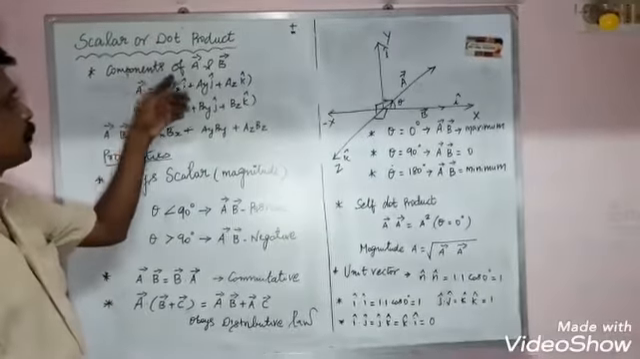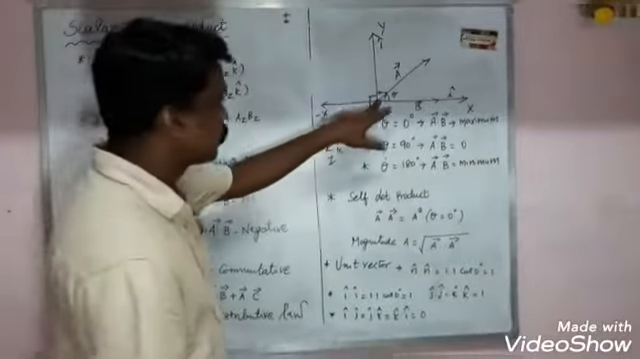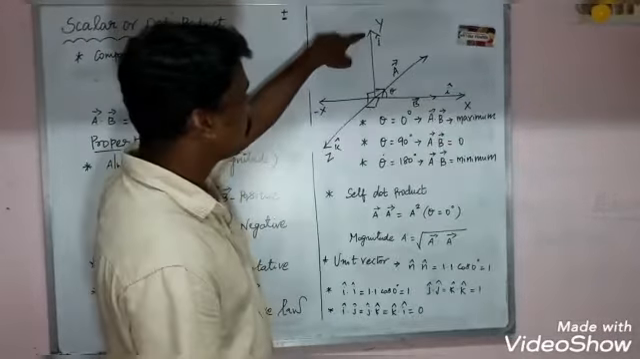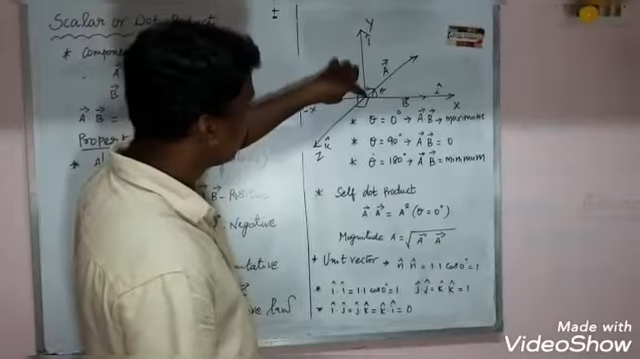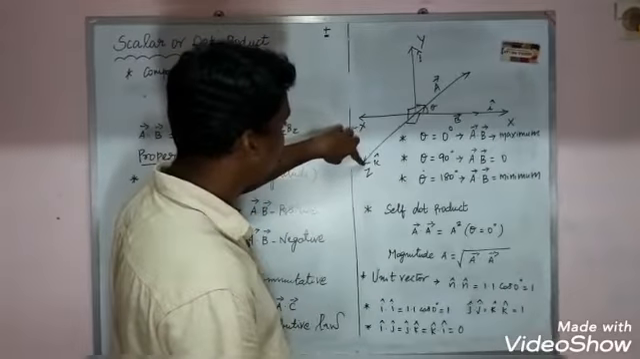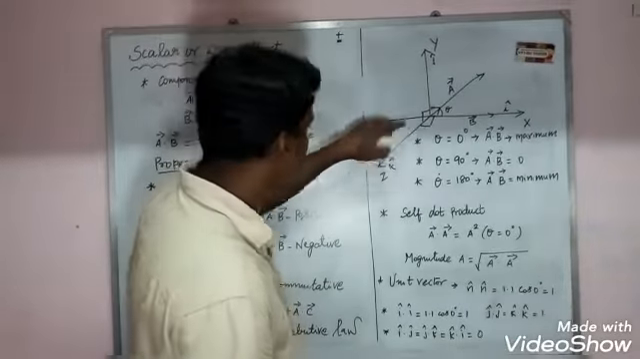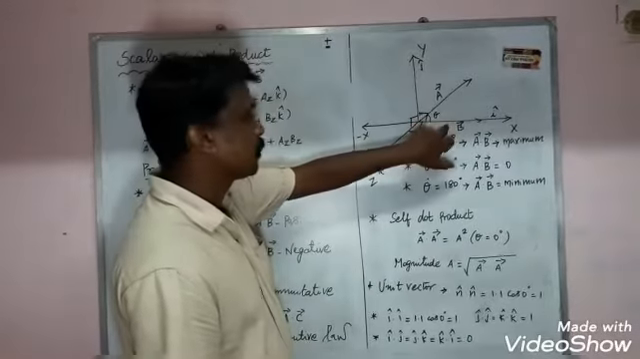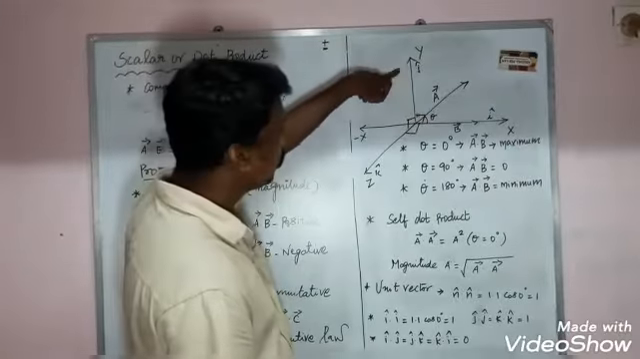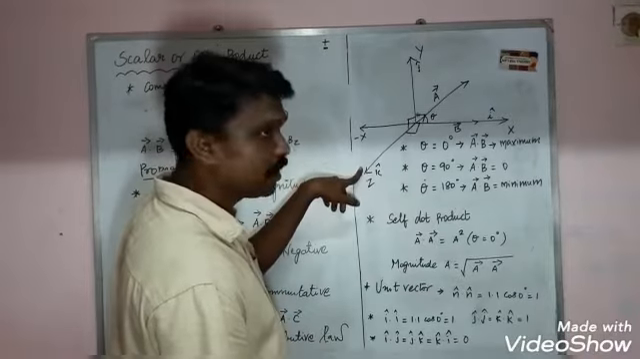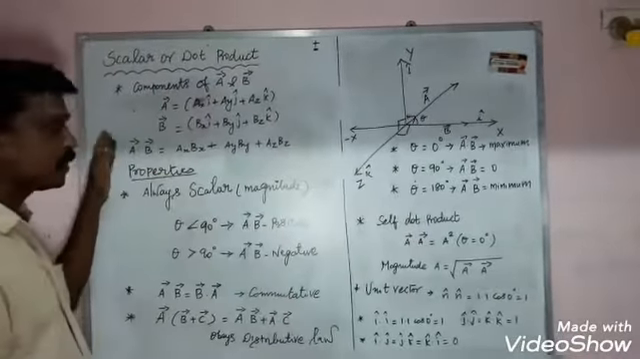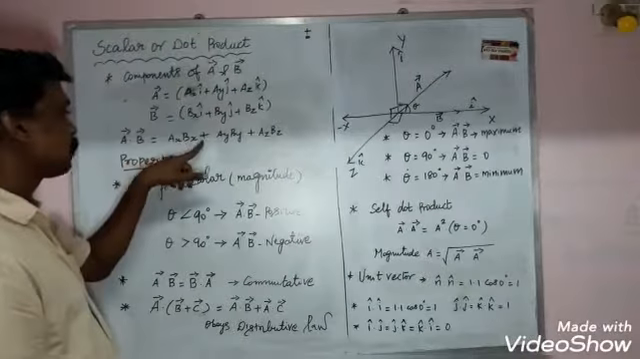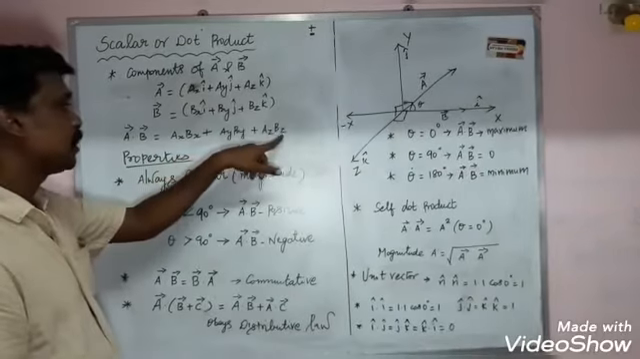Next one, components of A vector and B vector. See the diagram. In the x-axis, the component of A vector is Ax. In the y-axis, the component of A vector is Ay, and in the z-axis, the component of A vector is Az. The next one is B vector. In the x-axis, the component of B vector is Bx, in the y-axis By, and in the z-axis Bz. Taking the dot product for the components of A vector and B vector, we are getting Ax Bx plus Ay By plus Az Bz.